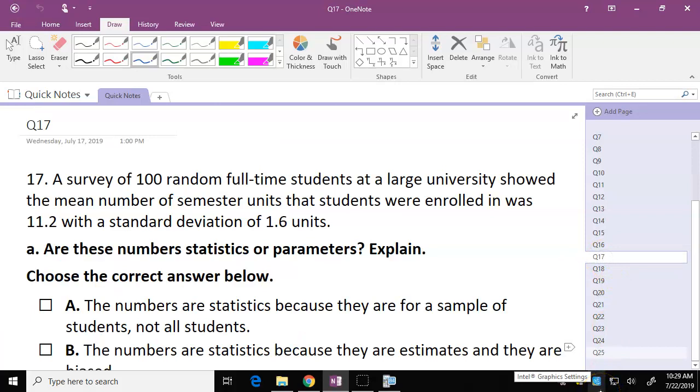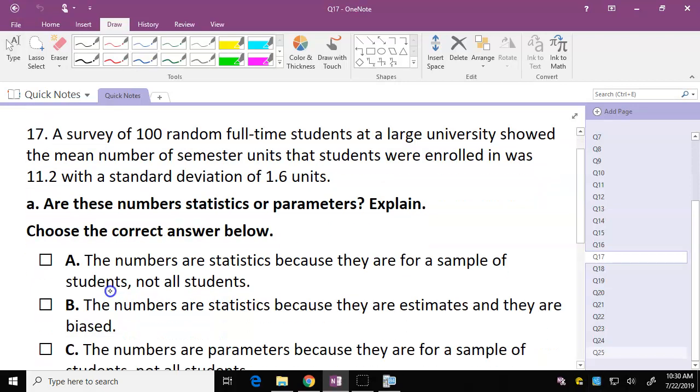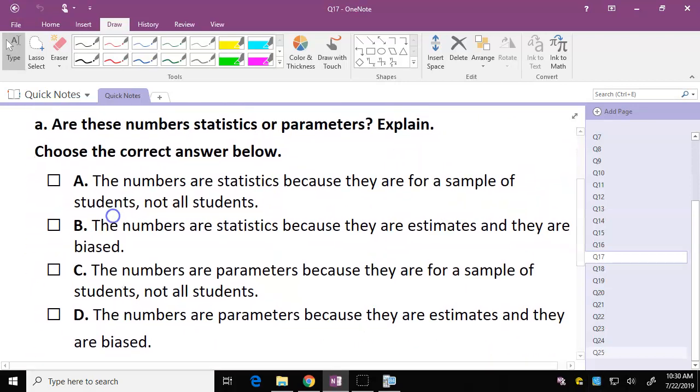17. All right. So again, same thing again. 9.1. So it says a survey of 100 full-time students at a large university showed the mean number of semester units that students were enrolled in was 11.2 with a standard deviation of 1.6 units. So are these numbers statistics or parameters?